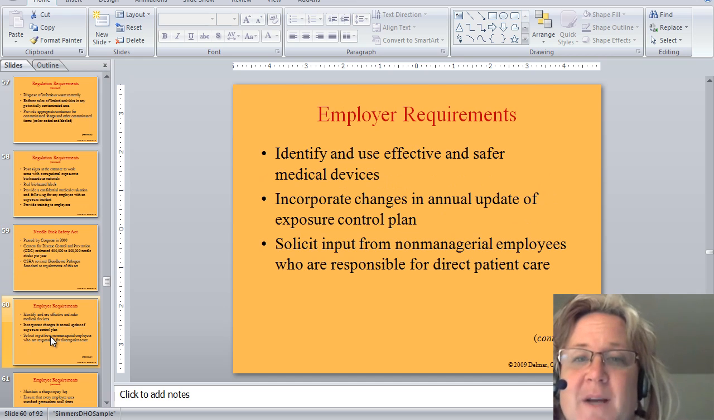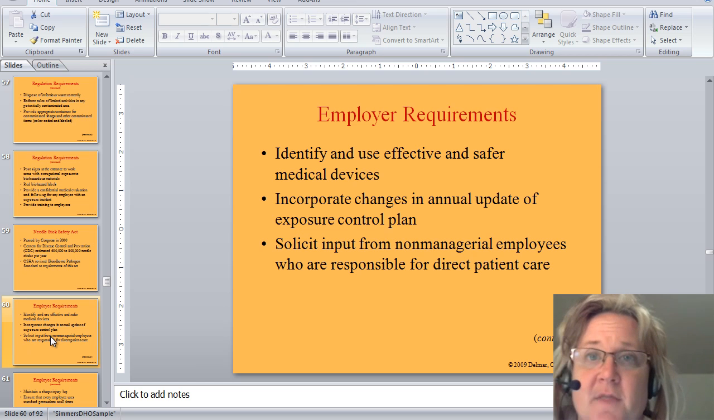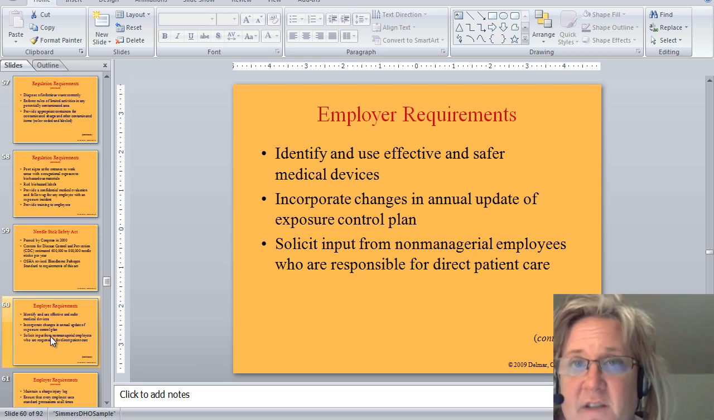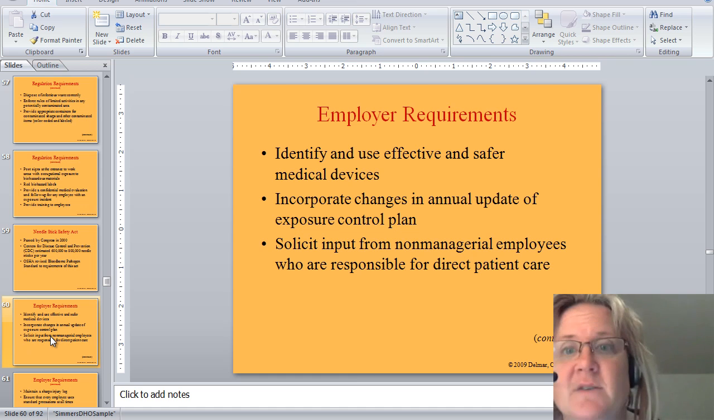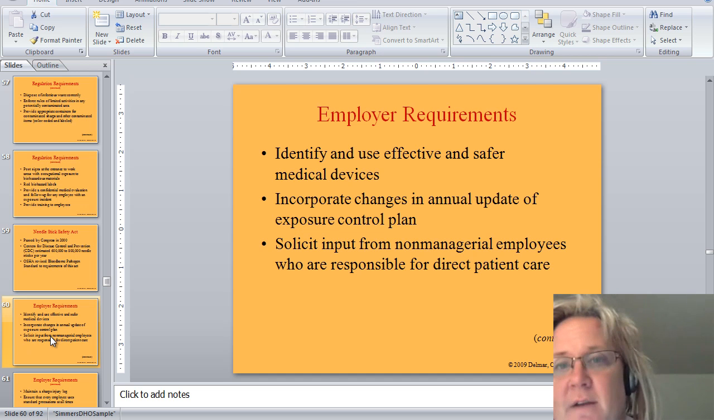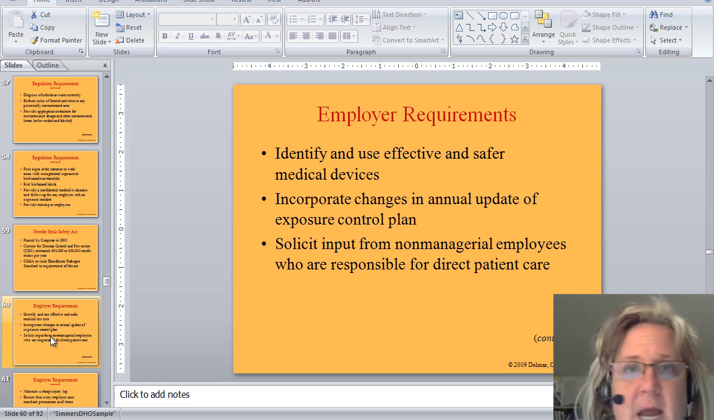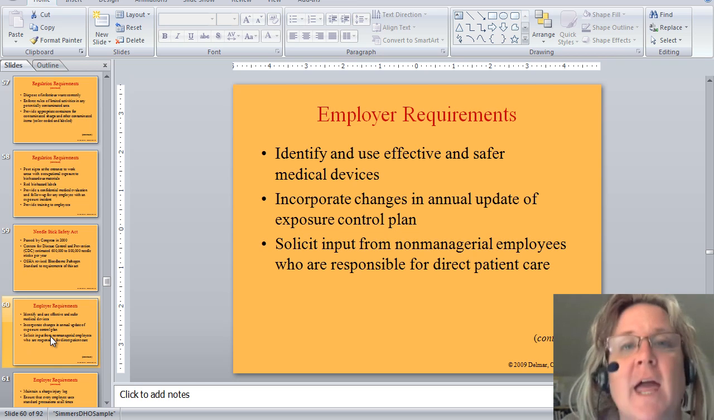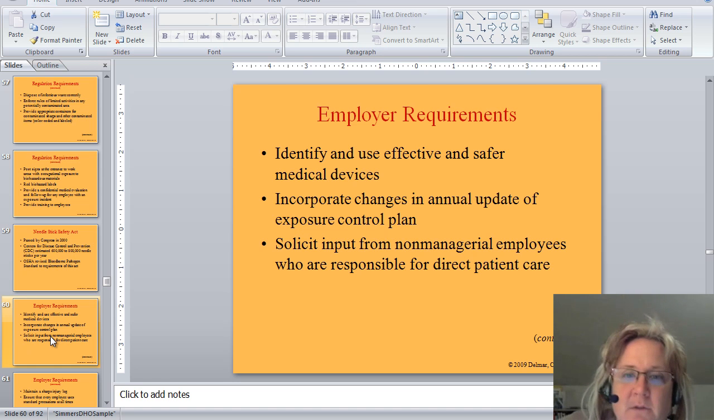They're supposed to identify and use effective and safer medical devices. Today we have needles that have a safety thing on them. When you're done, you can push it and then it covers the needle. So there's no recapping. Back in the olden days when I started nursing, there wasn't such a thing, and it was okay to recap. It's no longer okay to recap. We never, ever, ever recap a needle. Okay?